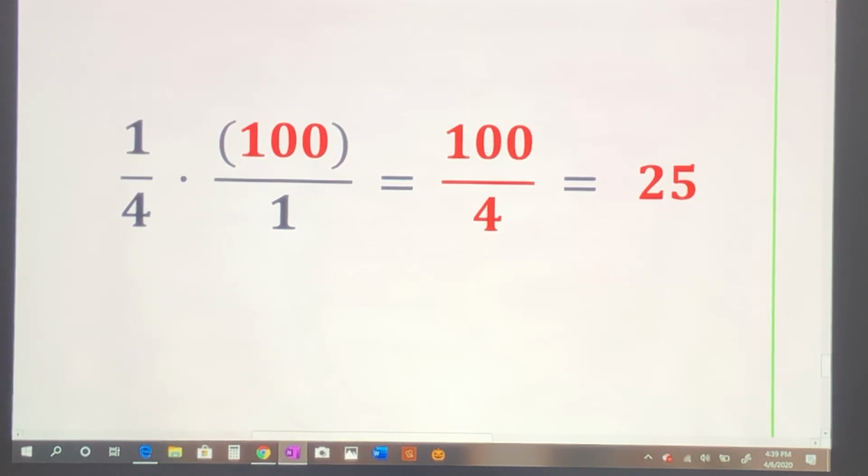1/4 of means times, put a 1 under it. 1 times 100, 4 times 1, 100 divided by 4. Ching, bada bing. We're in business.